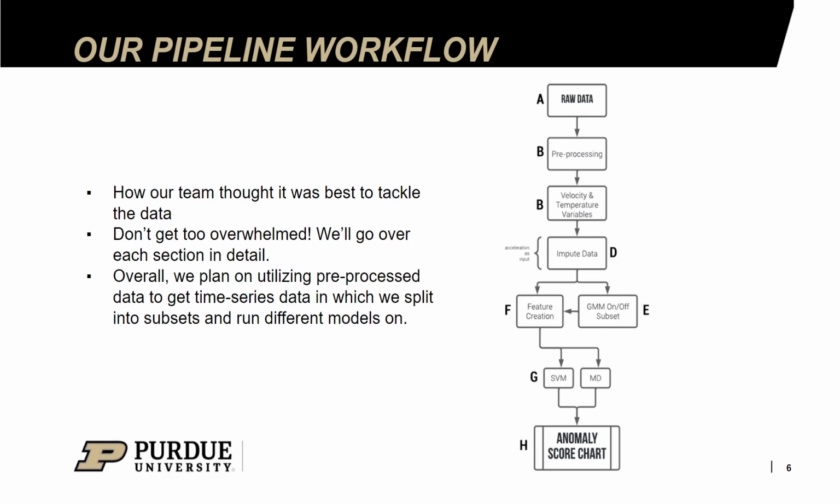So our overall game plan or our pipeline workflow was to use what we have detailed in this chart over here. It does look pretty big and scary, but we'll explain it in the slides following. But overall, we just plan on using pre-processed data in order to get towards time series data using moving averages, so the respective average of data over time. And then we split those into subsets and run different models in order to get a score based on results, which is the end product, whether the machine will or will not fail.